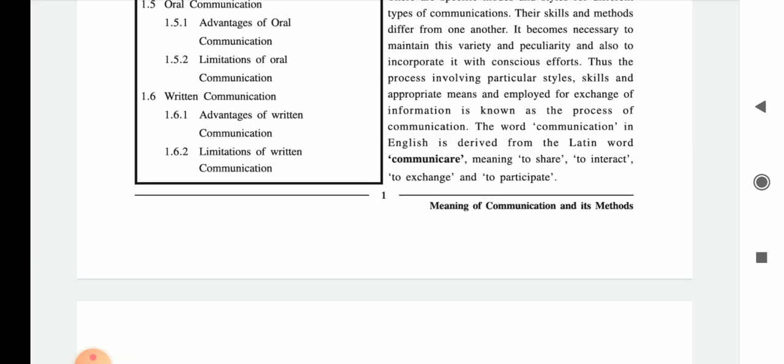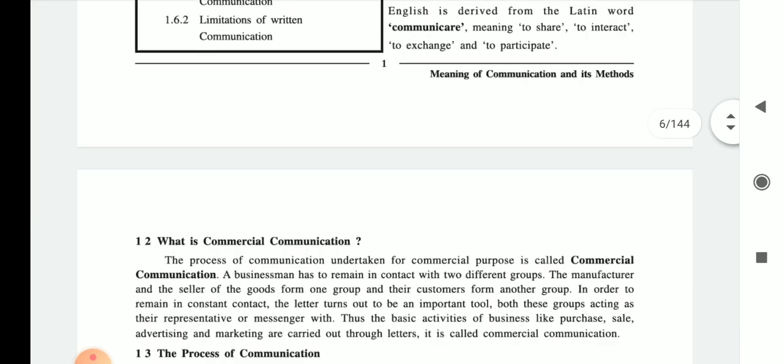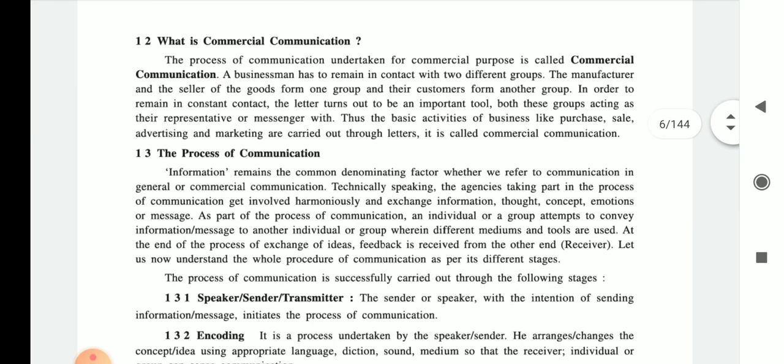The word communication in English is derived from the Latin word communicare, meaning to share, to interact, to exchange, and to participate. Again, you have to underline that the word communication is derived from the Latin language. Communicare means to share, to exchange, to participate, to interact; these are the basic meanings of communicare. From communicare, the word communication has been derived.